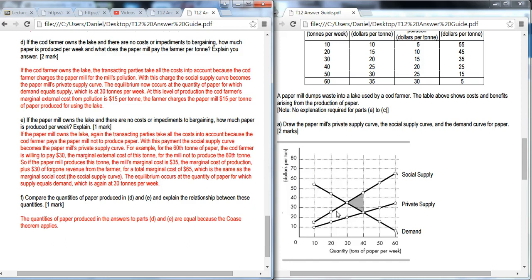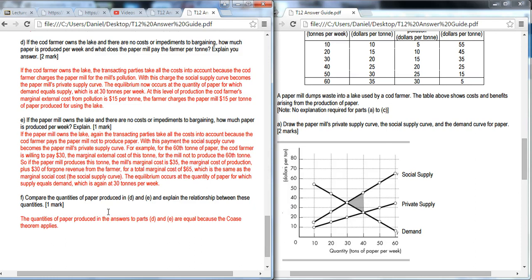The paper mill is going to pay the farmers the cost to the farmers, so that they can make their profit. If the paper mill owns the lake, the farmers are going to pay the paper mill their lost profits, so it doesn't cost the farmers so much, right? It's easier for them to pay the paper mill not to produce than to accept this very large costs. So that's the reason why the quantities of paper produced are the same.